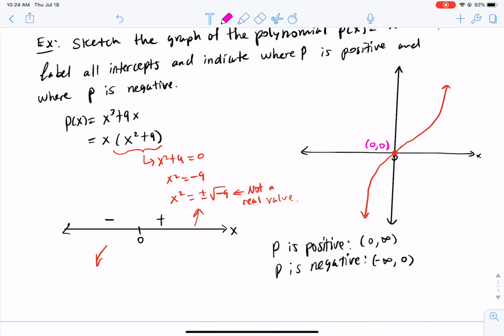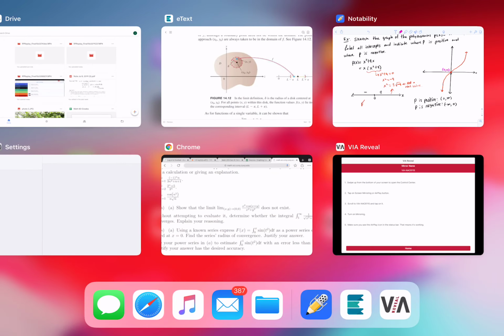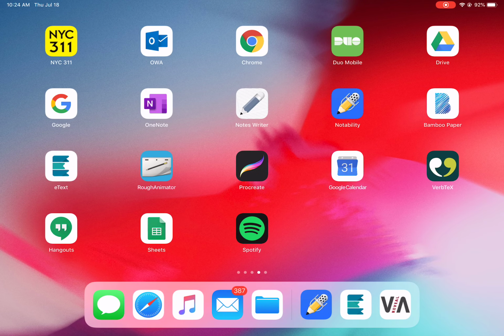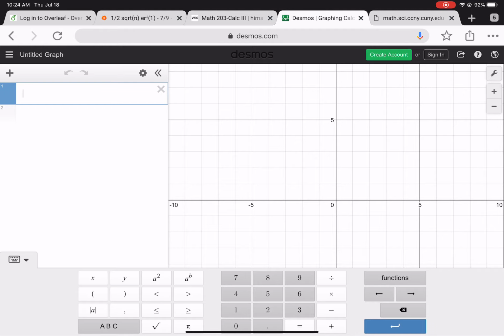Let's check this in Desmos. Great. Let's see, this is what we had. So f of x, or the polynomial that we had, was x cubed plus 9x, right? But we factor this out: x times x squared plus 9. That's how we factor it out.